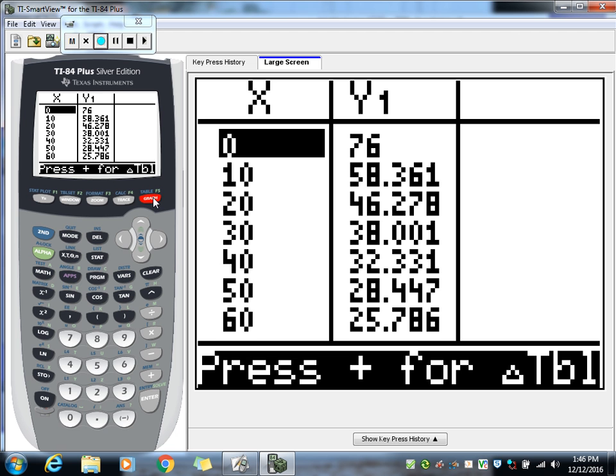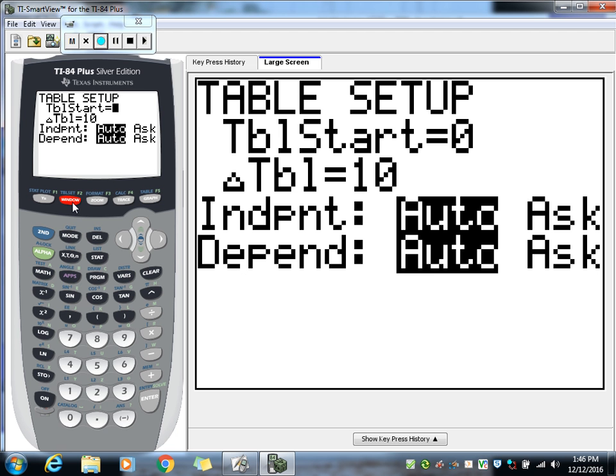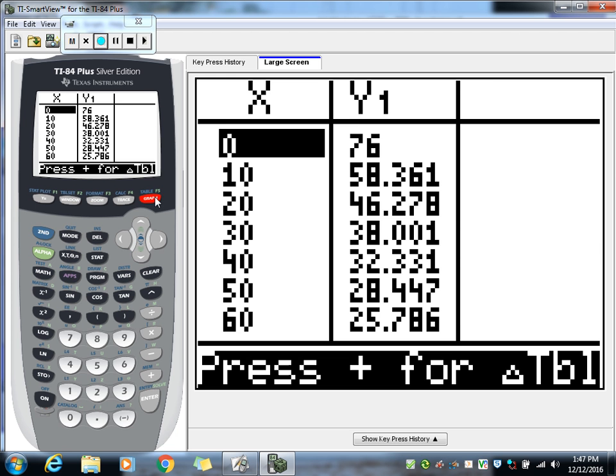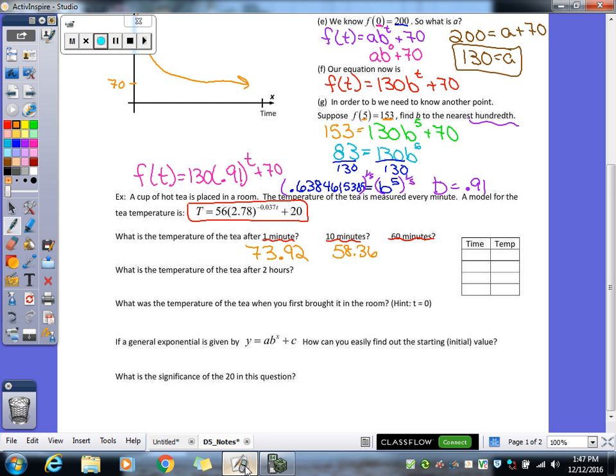So you would go to second window. I want to start at 0 and then go up by tens. So then for 60 minutes, that's another way you can do it.